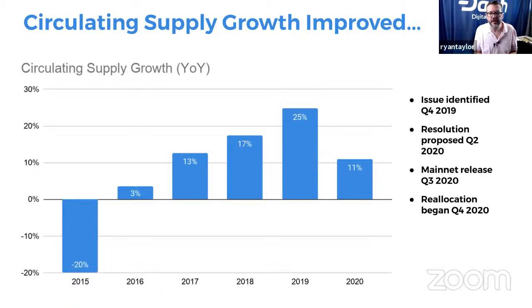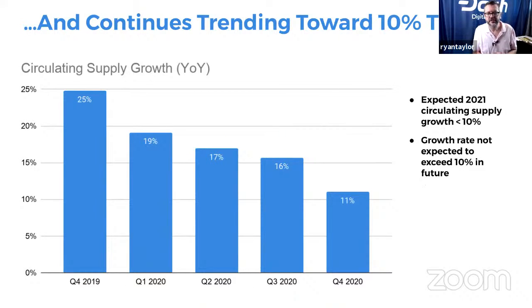And if we go to the next slide, this is a zoom in on the last 5 quarters. And what you see is that immediately after the issue was raised, there was a significant improvement in Q1 in the year-on-year circulating supply growth rate. It continued to trend a little bit in the right direction for the next couple of quarters. And then when we implemented the change in Q4, it really brought that down. And so it is trending towards the 10% target.